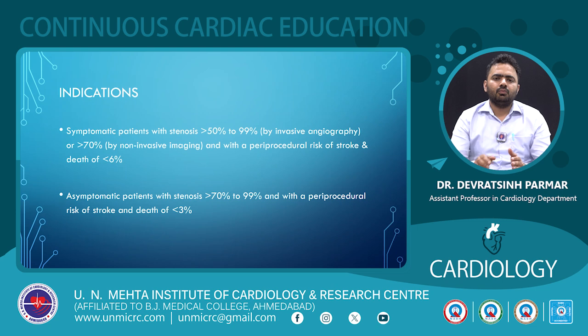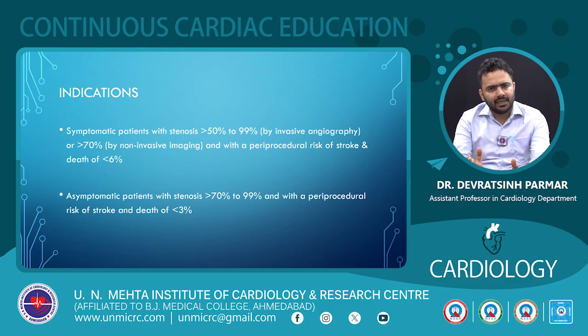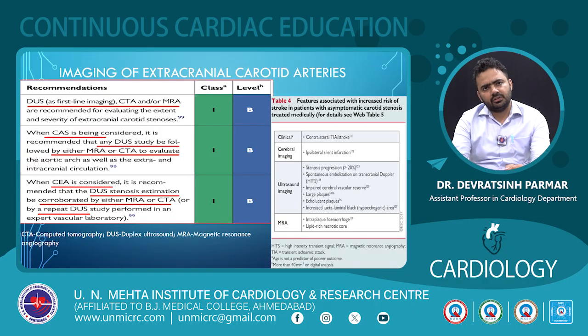Now what are the indications to intervene in a patient with carotid artery disease? If the patient is symptomatic, with stenosis of 50 to 99%, or on a non-invasive imaging technique such as Doppler you identify a lesion of more than 70%, with a peri-procedural risk of death less than 6%. While in asymptomatic patients, the lesion should be more than 70 to 99% with a peri-procedural risk of stroke less than 3%.